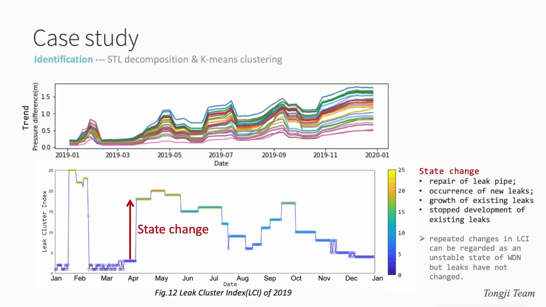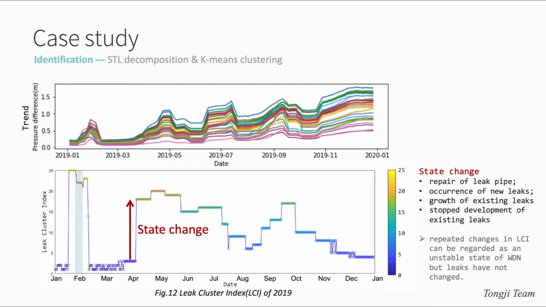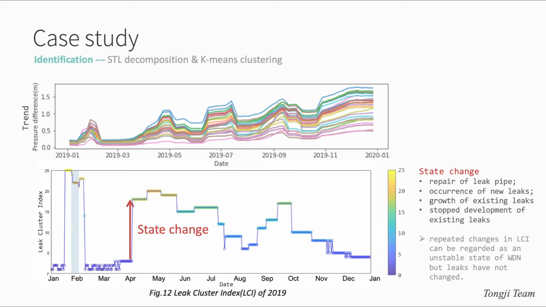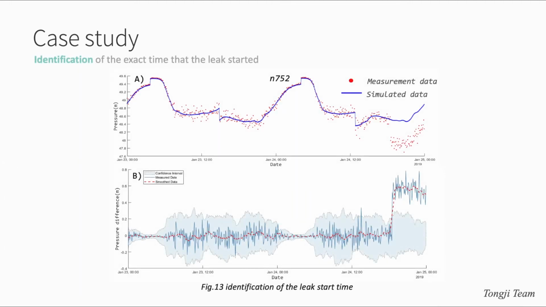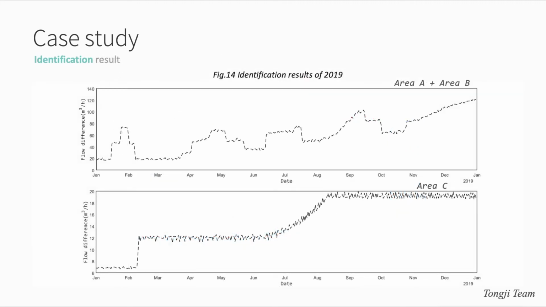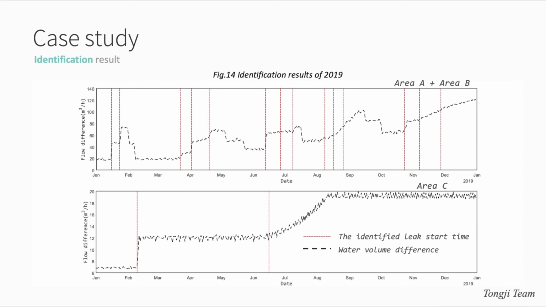The changes in LCI means the changes of the leak state. Take the marked time period as an example. Combined with the water volume difference diagram, the amount of the leakage can be roughly estimated to be 28 cubic meters per hour, and the time range of leakage can be identified. Hydraulic simulation was carried out for this period, and the SPC method is used to accurately get the time when the leakage occurs. By performing the similar analysis on the different leakage states throughout 2019, the start time of all the leakages can be obtained.